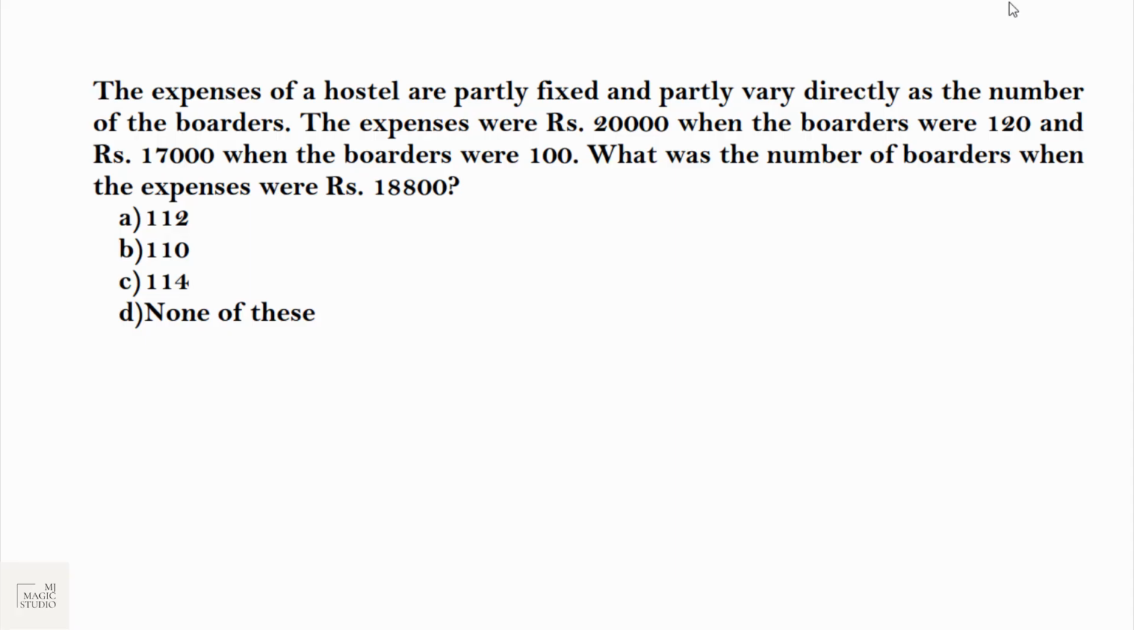Back to arithmetic and algebra, a classical take on ratios and variation. You should do it. The expenses of a hostel are partly fixed and partly vary directly as the number of boarders. The expenses were 20,000 when the number of boarders were 120, and expenses were 17,000 when the boarders were 100. What was the number of boarders when the expenses were 18,800?